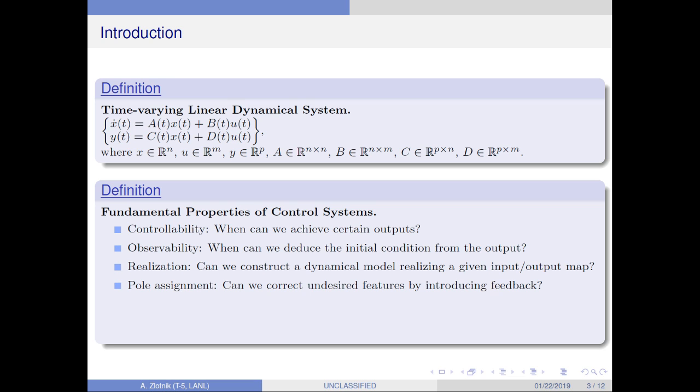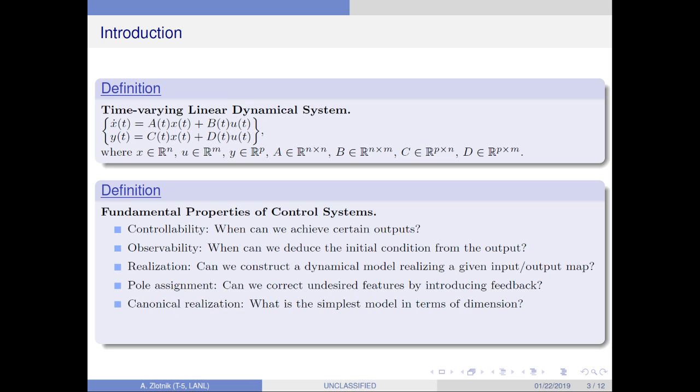Also, we want to be able to do pole assignment. This is related to the Poincare-Lyapunov theorem. And the question here is, can we correct some undesired features such as instabilities by introducing feedback? Now, pole assignment refers to assigning the eigenvalues of the closed loop matrix of the dynamics to be negative so that the overall system is stable. We won't get into that in this lecture.